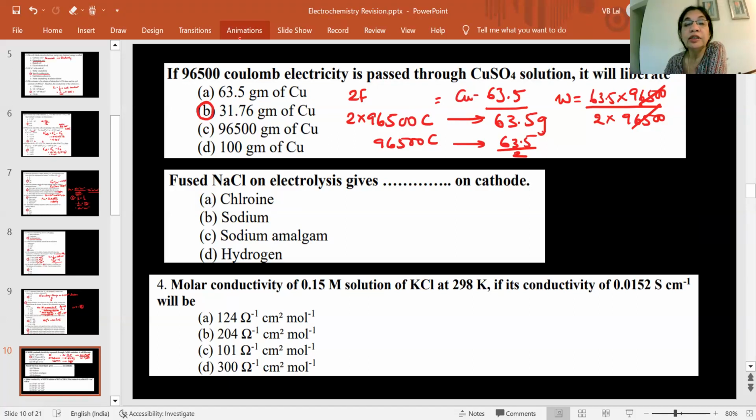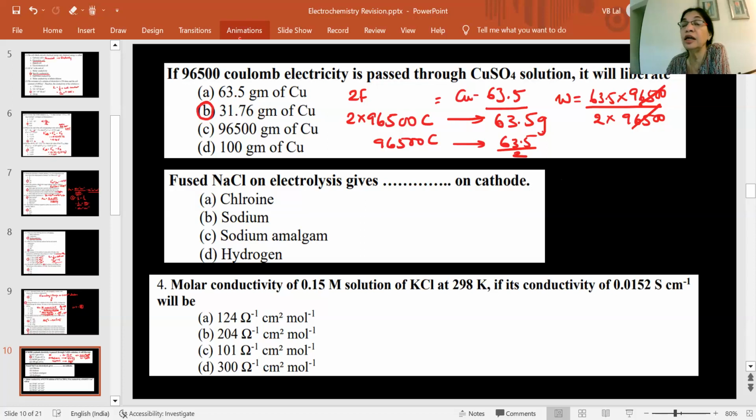Now, fused NaCl on electrolysis gives dash on cathode. This will be answered only by Vishal. Tell me. Even if you are wrong, doesn't matter. I am doing electrolysis of sodium chloride. What will come on the cathode?